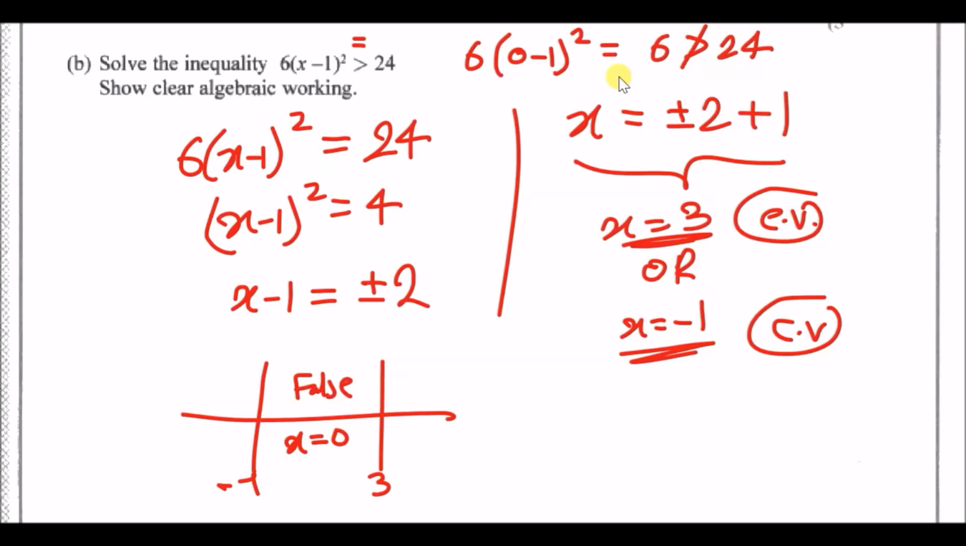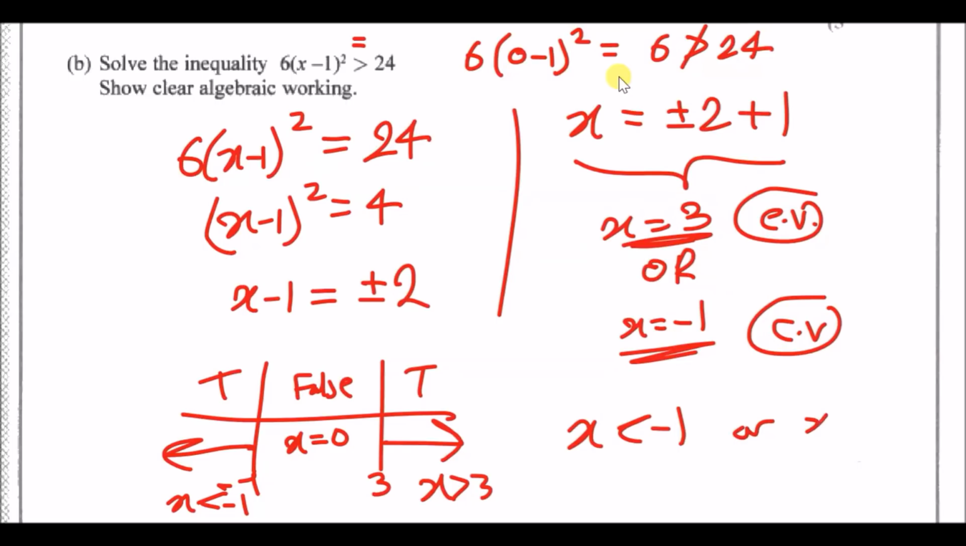So what this tells us is that the inequality is not between minus 1 and 3. It's away. If this side is false, this is automatically going to be true. And therefore, you're going to have x values which are less than minus 1, which fits this side, or x values which are greater than 3. So these are your results.